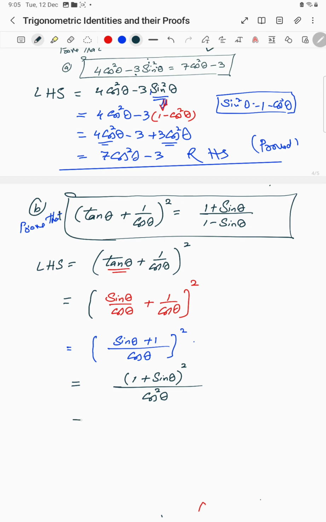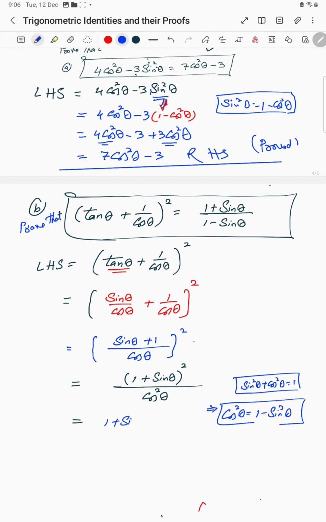Now guys, we know cos square theta is what? Because in the proof we don't have a single term of cos, right? All are sine. So cos square theta, we proved it is 1 minus sine square theta. And from which identity did we get this? That we have proved, sine square theta plus cos square theta equals 1. So we can find this one. So I am going to replace cos square with this form, (1 plus sine theta) whole square over 1 minus sine square theta. Now see the proof.